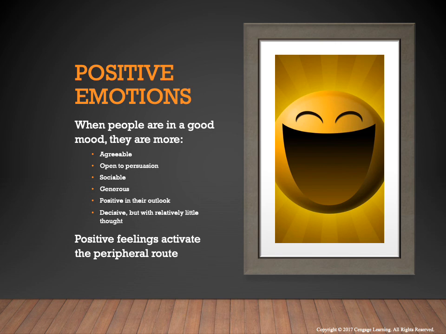Positive emotions. Positive emotions make it more likely that we'll be persuaded, even if our consideration of the argument isn't particularly profound. When people are in a good mood, they are more agreeable, more open to persuasion, more sociable, more generous, their outlook is more positive, and they are more decisive, but with relatively little thought. In short, positive emotions activate the peripheral route. As a result, we're more likely to be persuaded when we're in a good mood.